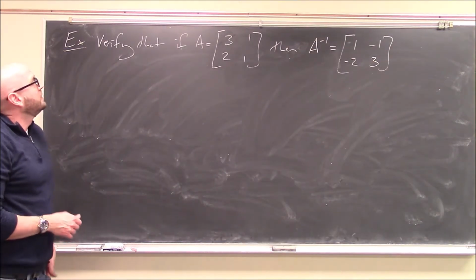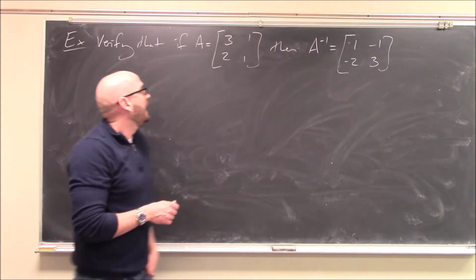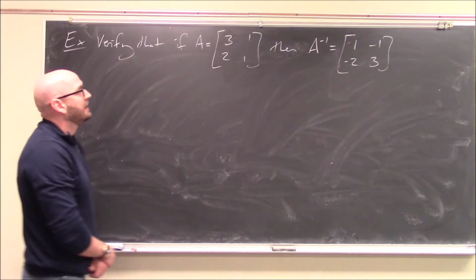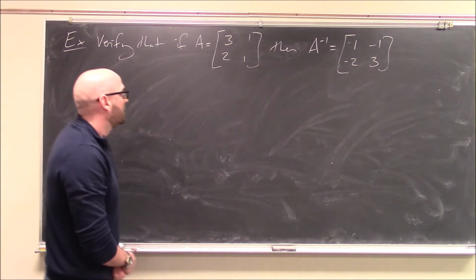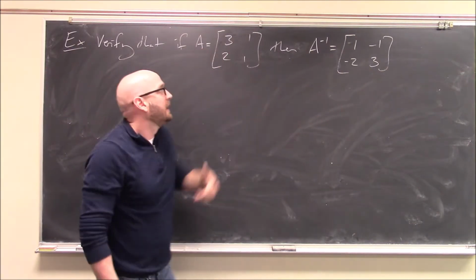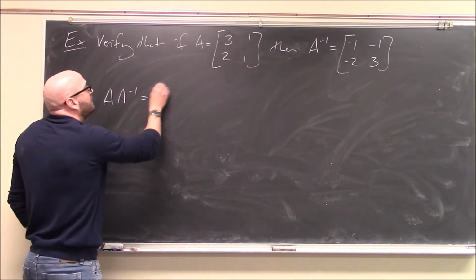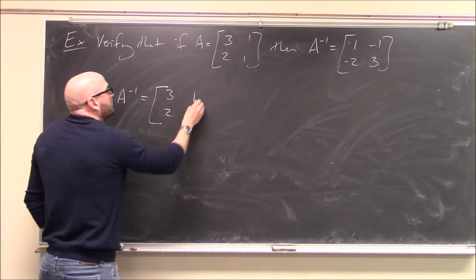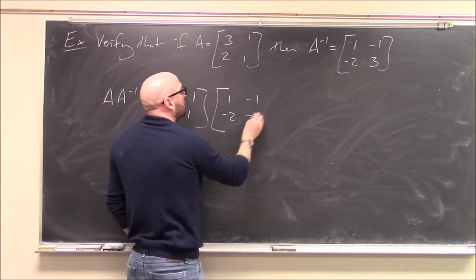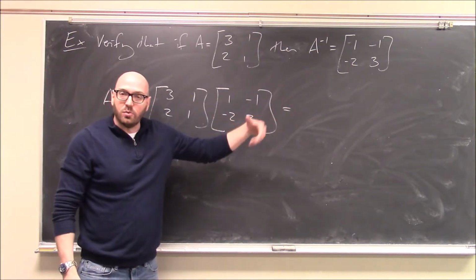Okay, so here's a 2 by 2 matrix. A is 3, 1, 2, 1. And we're asked to just verify that this other matrix, 1, minus 1, minus 2, and 3, is the inverse of A. So what does it mean to verify it? Well, I want to show that when I multiply them together, I get the 2 by 2 identity matrix. So A times A inverse, we'll compute it. 3, 1, 2, 1, multiplied by 1, minus 1, minus 2, 3. I'm hoping to show that this comes out to the 2 by 2 identity matrix, 1, 0, 0, 1.